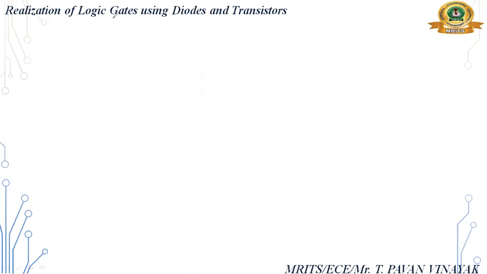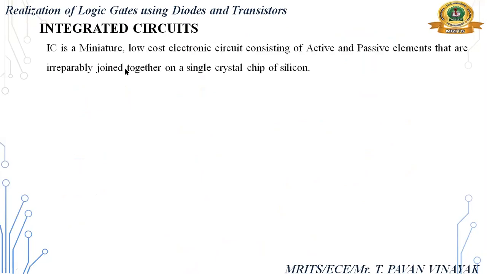Okay. These are the logic systems, positive and negative logic system. Next, ICs. An IC is a miniature, meaning small size chip, which is a low cost electronic circuit consisting of active and passive elements that are irreparably joined together, meaning we can't separate those elements, on a single crystal chip of silicon.